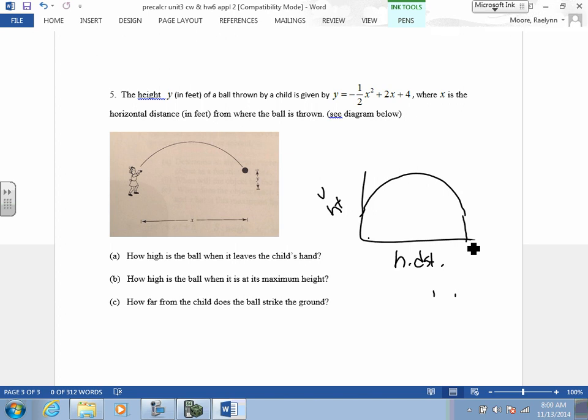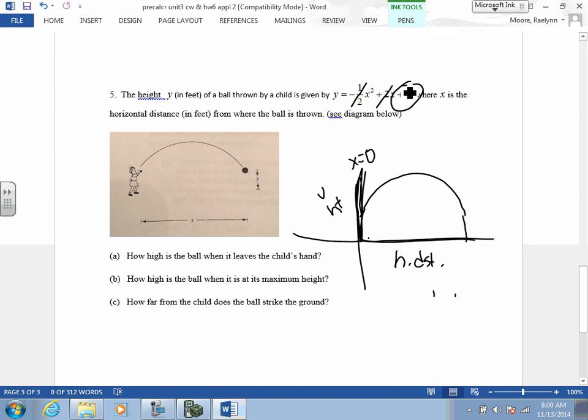I hear 4 and 6. 4 feet. What is X at this point? X is, this is your axis. What is the value of X right here? 0. So here's your Y-intercept. 0, 0, 4 feet off the ground.